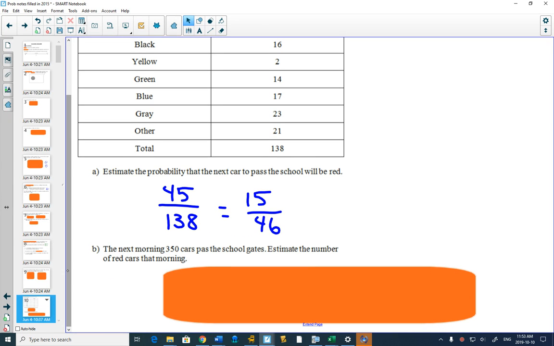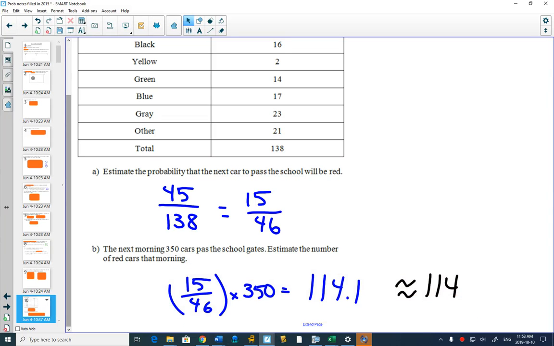So the next morning, you still haven't completed your math lab. You're still sitting at the window counting cars. Okay? Estimate the number of red cars that morning. So then you would take your experimental probability times the 356, and you say, seems likely that there would have been 114 red cars that go by.